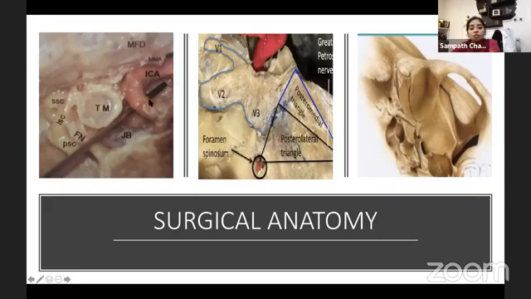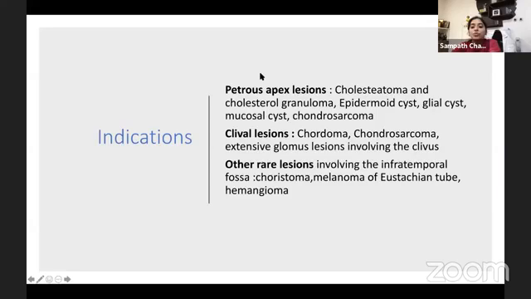So how can we expose this internal carotid artery? What are the landmarks? The structures which lie from lateral to medial to this internal carotid artery are the glenoid fossa, next the middle meningeal artery from the foramen spinosum, the mandibular nerve from the foramen ovale, and the eustachian tube. So whenever we drill these structures from lateral to medial, we can directly see this petrous part of the carotid artery.